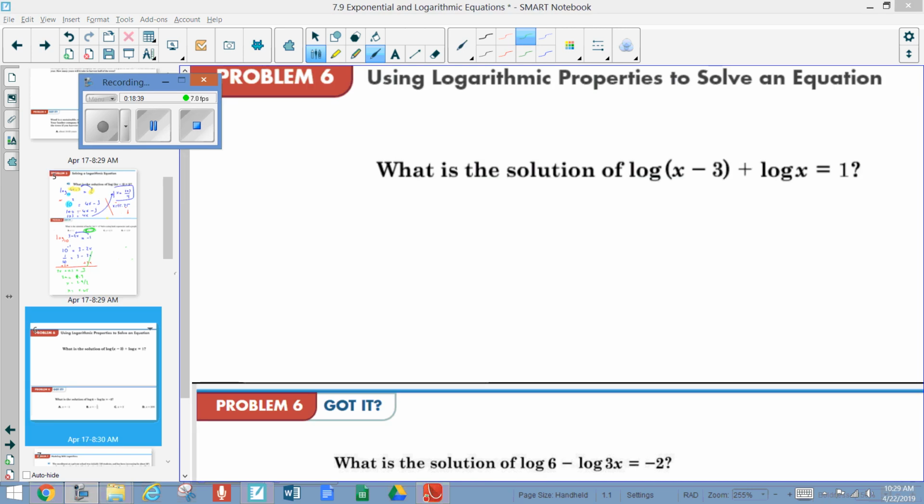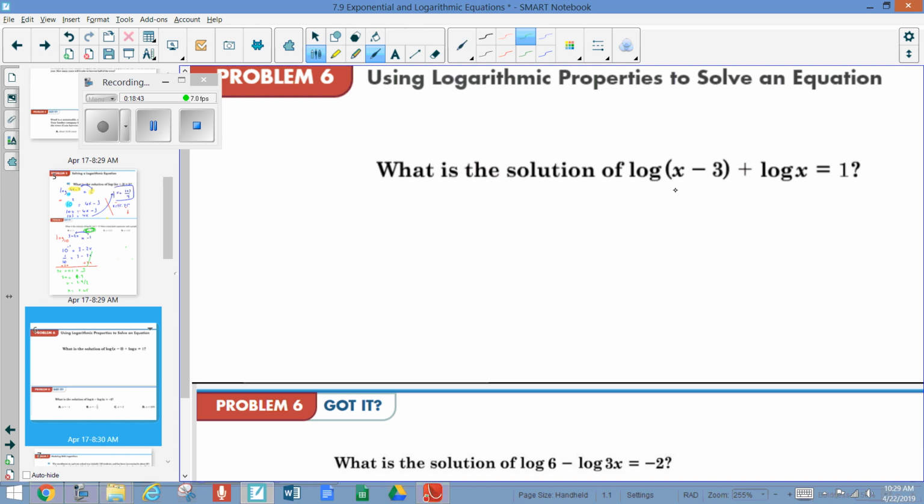In this type of question, remember, this is the expanded form because there are two logarithms. I'm going to write them as a single logarithm. There's going to be one logarithm. Plus means multiplication. Tell me, x minus 3 times what? x. Is equal to 1. Is that clear? So, log of x squared minus 3x is equal to 1.